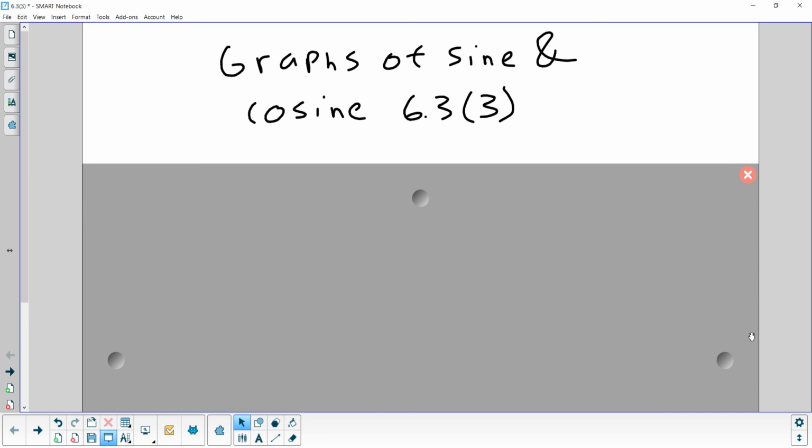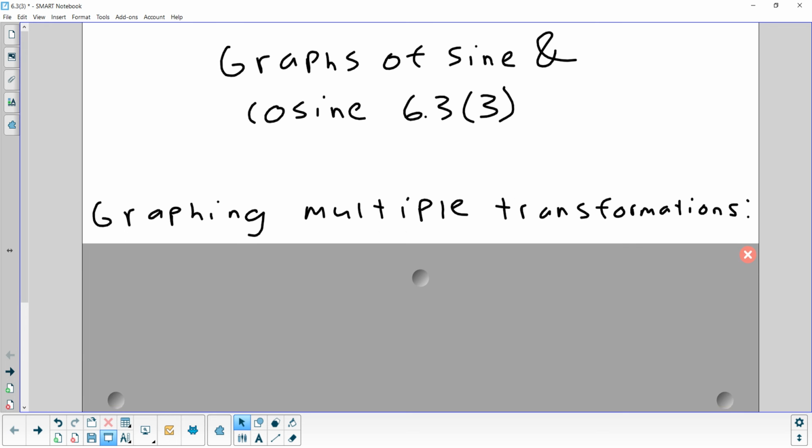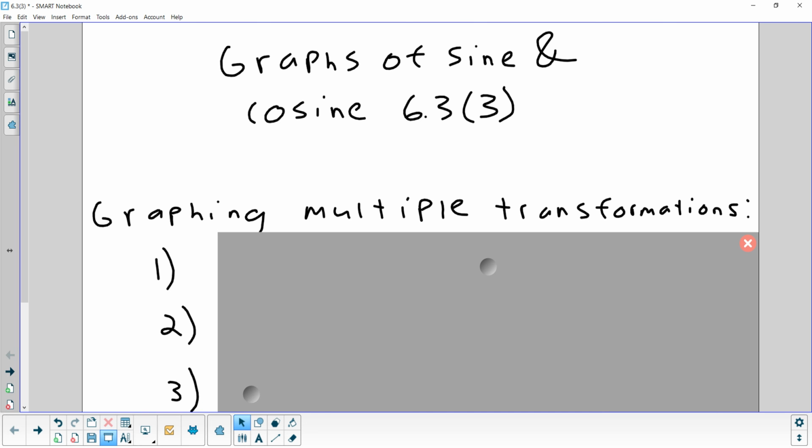All right, so we're going to finish up section 6.3. We're going to look at graphing multi-step transformations, so we'll make sure that we know the proper order. And then we're going to finish up with solving equations. We're not really going to do anything algebraic today. It's more going to be graphical. That's why I have the calculators out. So it's going to involve finding an intercept.